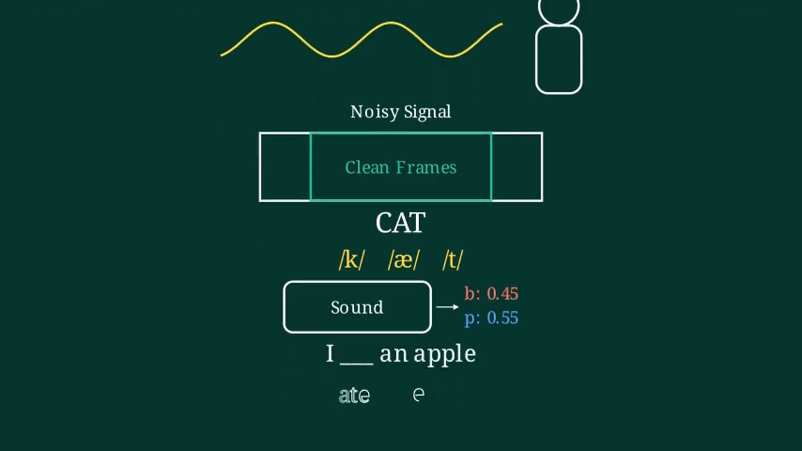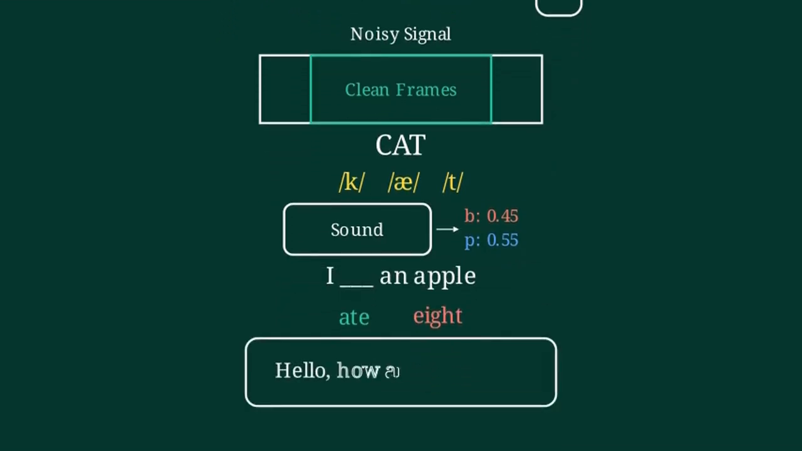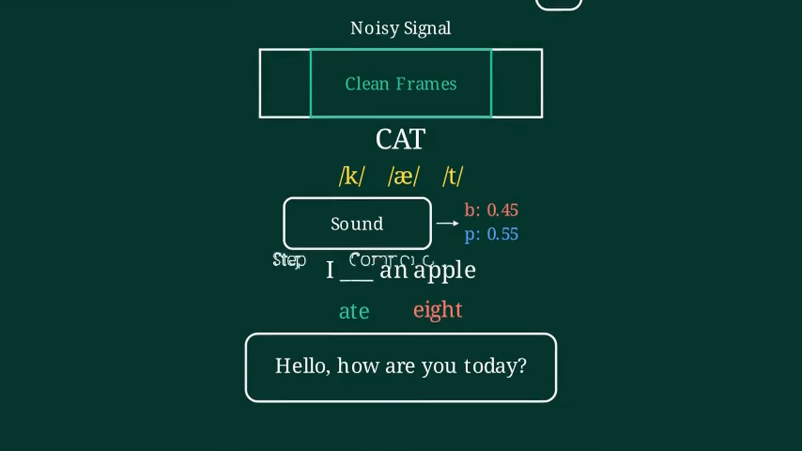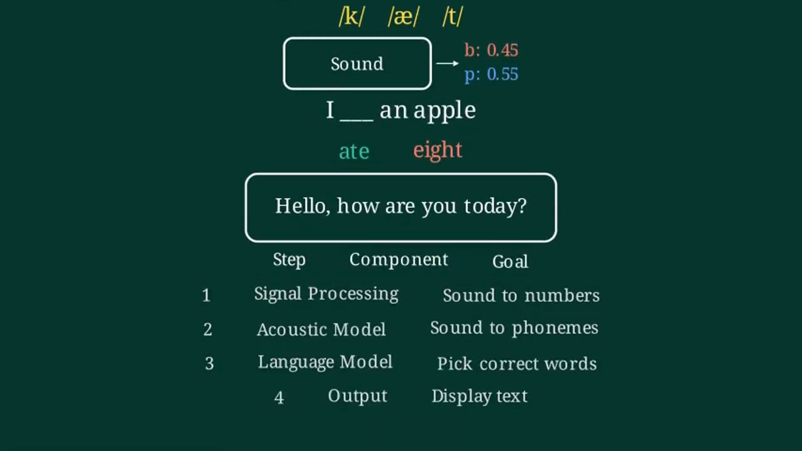Step 5 is the language model. It uses context to pick the correct word. In the sentence, I ate an apple, it chooses ate, not eight. Step 6 is the final output. The most likely words are displayed as text. Here is a simple summary of speech to text steps.